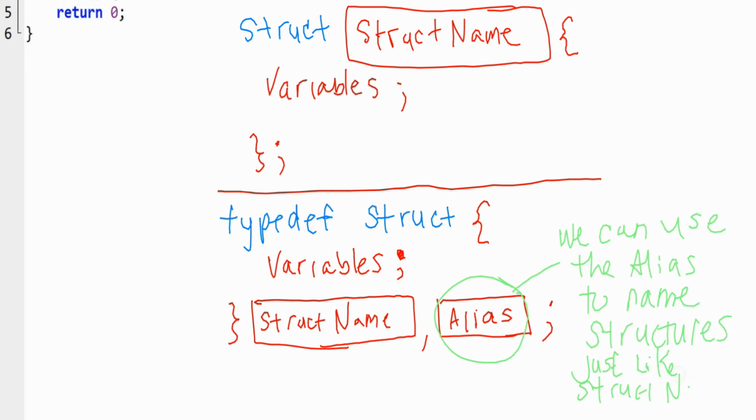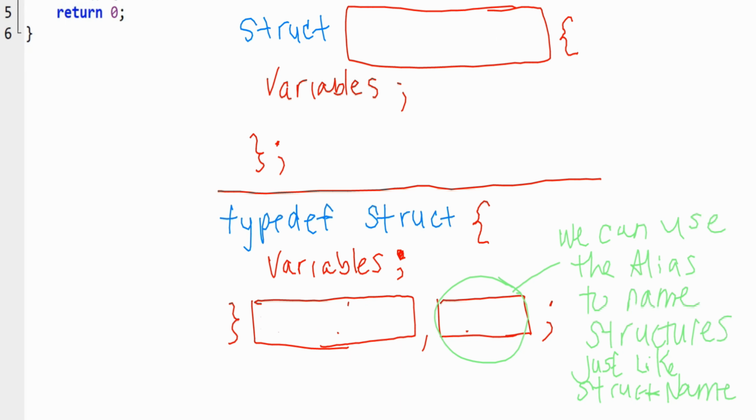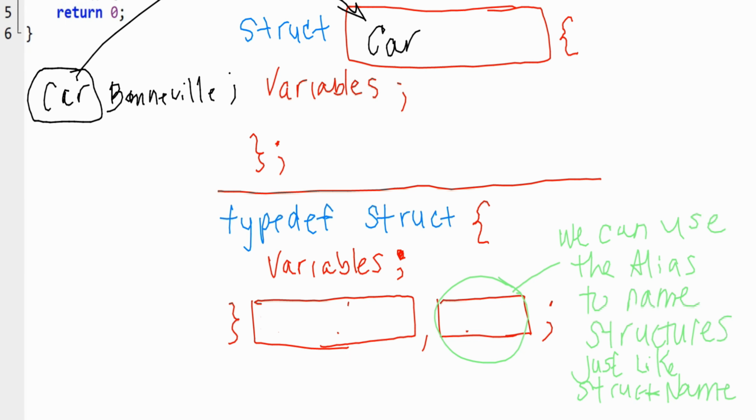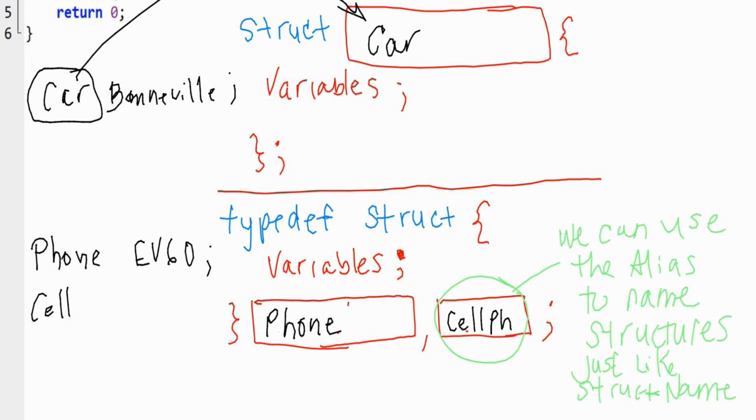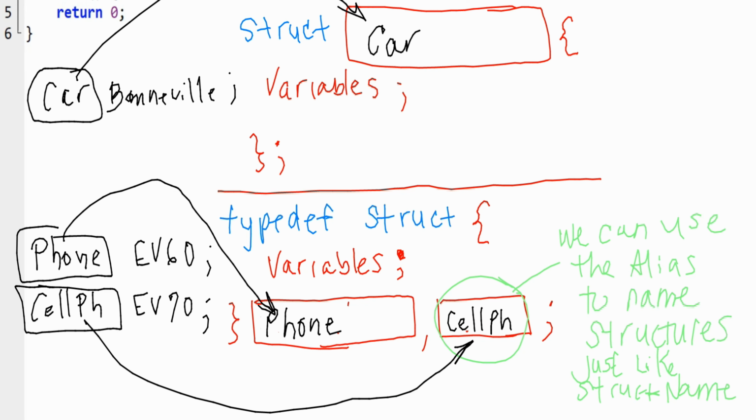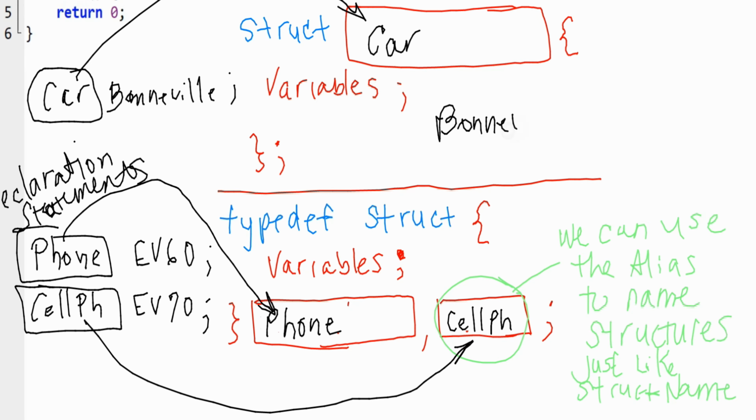In this example, we're about to create two incompatible structures. We're going to call one car. Car is called Bonneville. And that structure will be separate from our phone structure, which we're going to use our second method. So we're going to create V60 and V70 to mess with Eazy Computer solutions. So we cannot assign a Bonneville to a phone. That's two different structures.